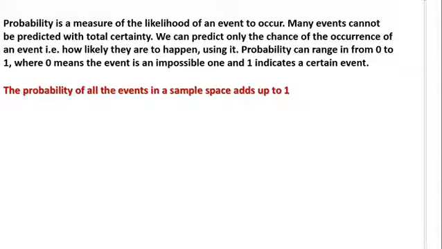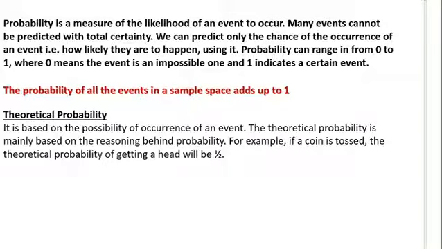Now, theoretical probability is based on the possibility of occurrence of an event. So when we're talking about theoretical probability, it's just a theoretical way of looking into the possibility of an occurrence. So it is mainly based on reasoning. It is also reasoning that is this thing likely to happen or not, based on the theoretical evidences that we have. For example, if a coin is tossed, the theoretical probability of getting a head would be 1 out of 2. Why? Because there is only one head and 2 possible options.